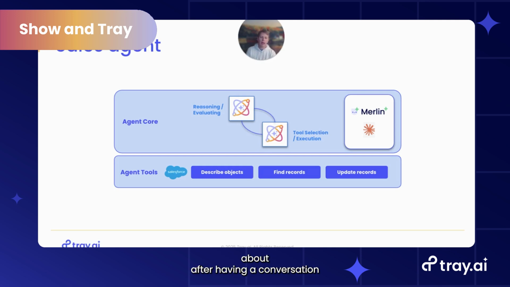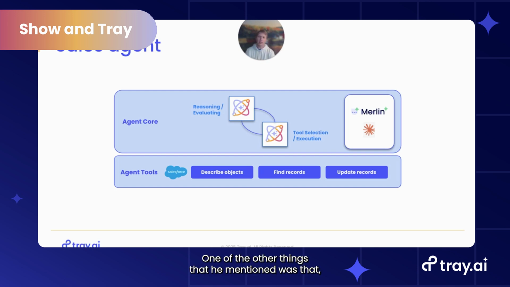This agent came about after having a conversation with one of our sales leaders, and he was lamenting the fact that his AEs were spending so much time doing manual data entry inside the CRM. In fact, he estimated that they spend somewhere around 4 to 6 hours a week just doing administrative tasks, which obviously takes time away from revenue generating activities.